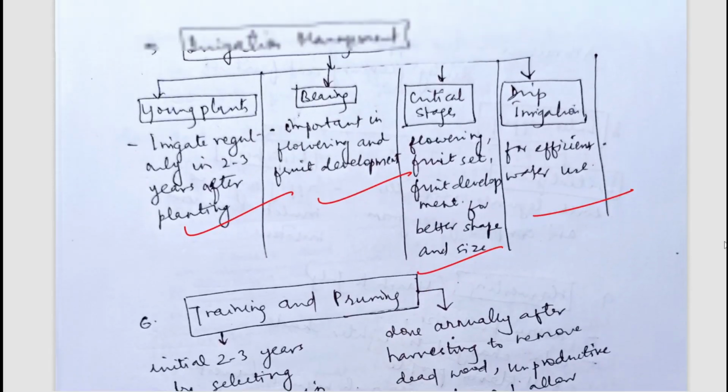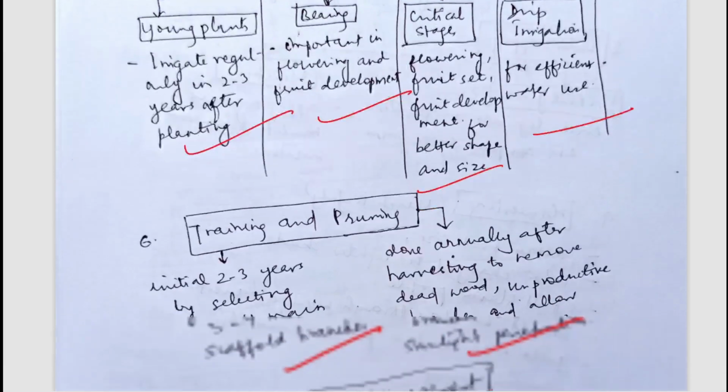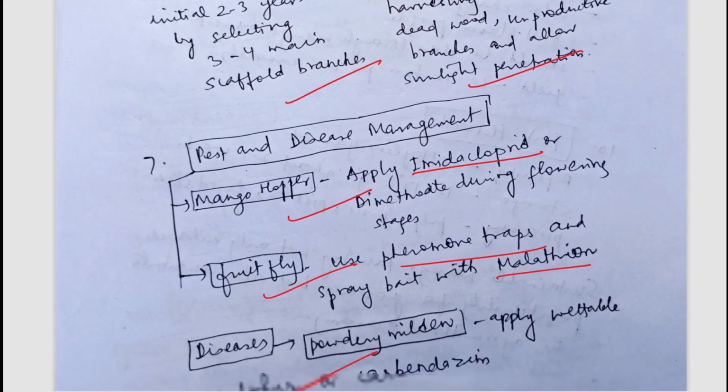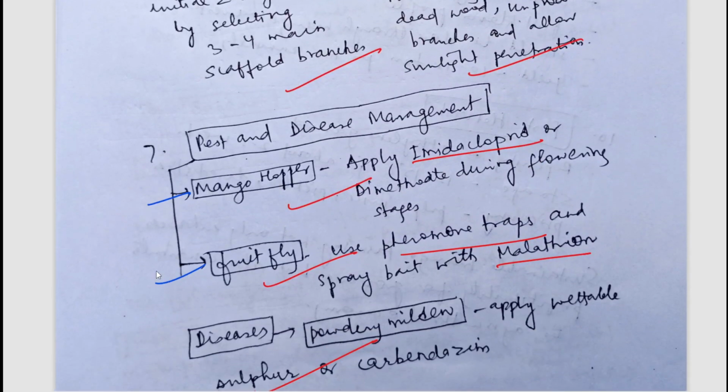And again, irrigation management has been mentioned at different stages of life. Training and pruning has been mentioned. Pest and disease management, the major pests such as mango hopper and fruit fly, and how they can be managed. So here I must let you know, such as here, malathion.